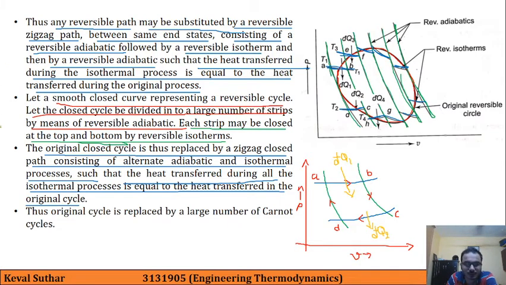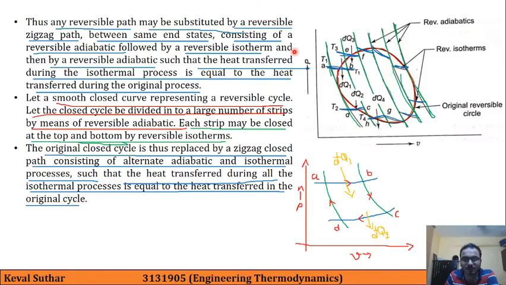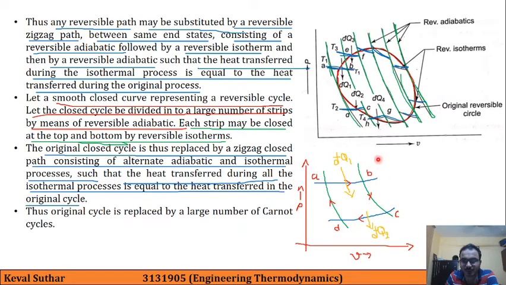If you see, this small portion is drawn over here. So this is a single Carnot cycle and there are many other Carnot cycles which are present. So for an elemental cycle ABCD, which is drawn in our previous slide, you can pause this video and draw this figure as well as this figure so that you will be able to understand the formulas.